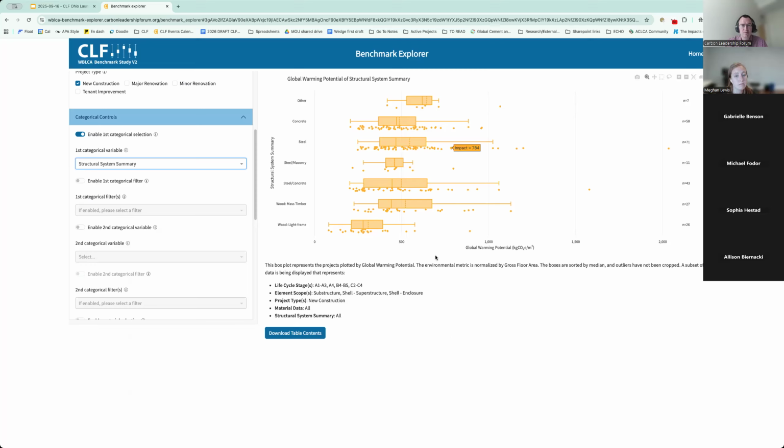But what this means to me is that all of these have a huge range of reduction potential. So if you're building a concrete building, there's a huge range. You can go from the 75th to the 25th. That is still within the structural system type of concrete.